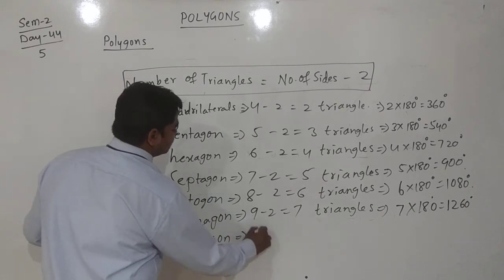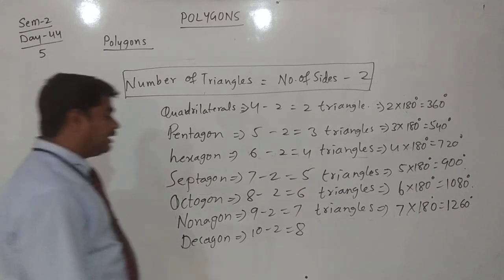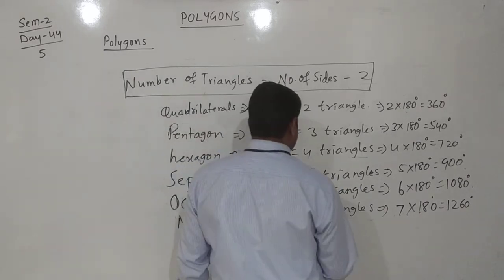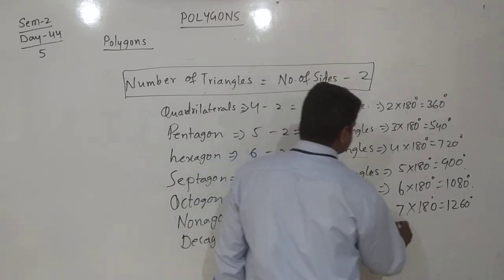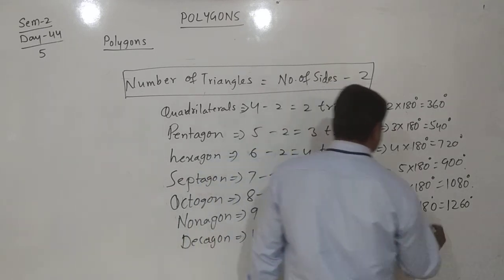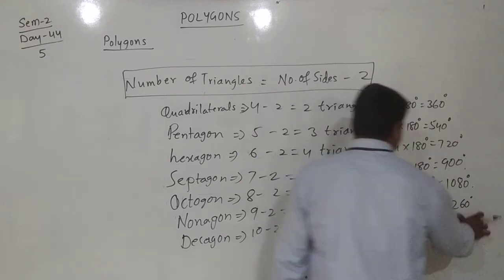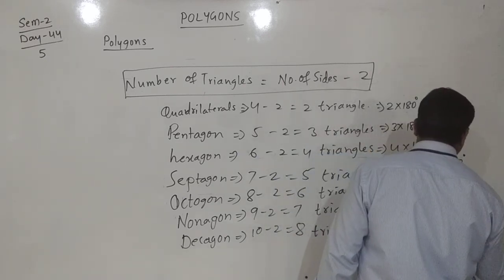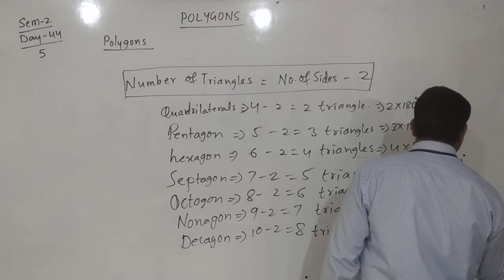Decagon: 10 sides minus 2, 8 triangles. We can form 8 triangles there. Then the angle is 8 into 180. 18 eights are 144, so 1440 degrees.